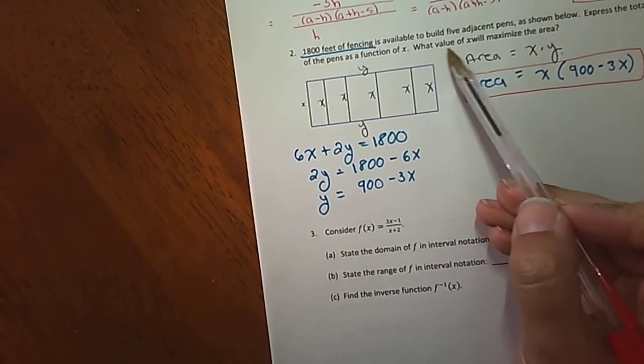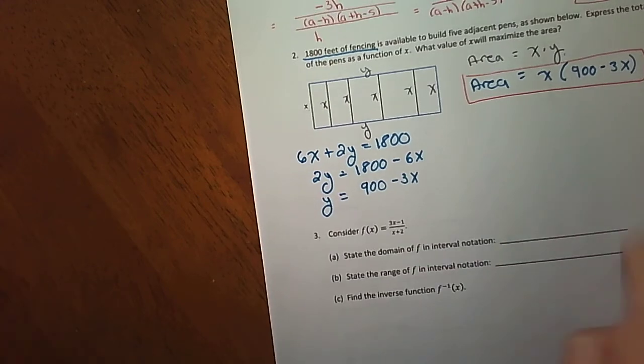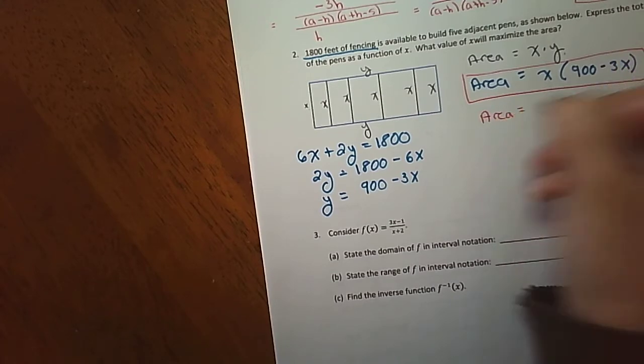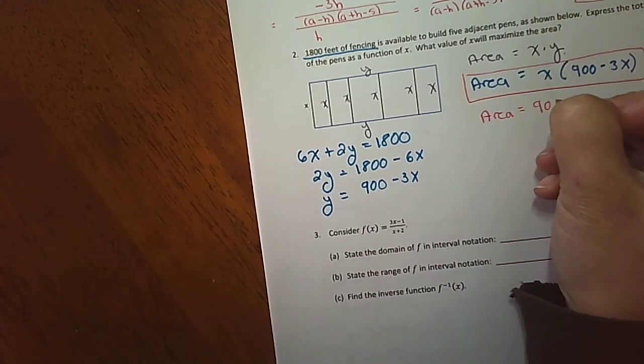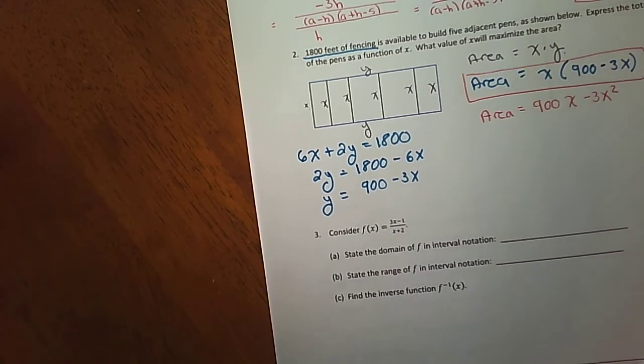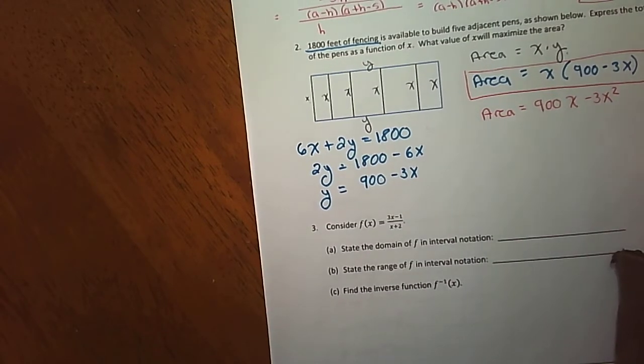Now, what value of x will maximize the area? Well, let's do this work now. Area equals, if I were to distribute this, I'd get 900x minus 3x squared. What would that look like if I graphed it? An x squared equation, specifically a negative x squared equation. This would be a sad face parabola.